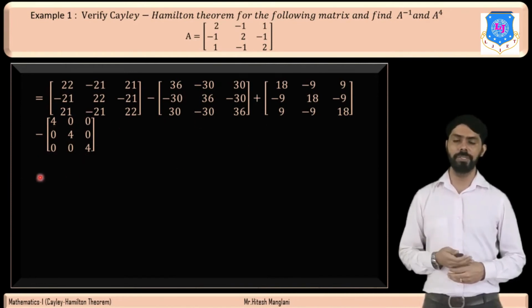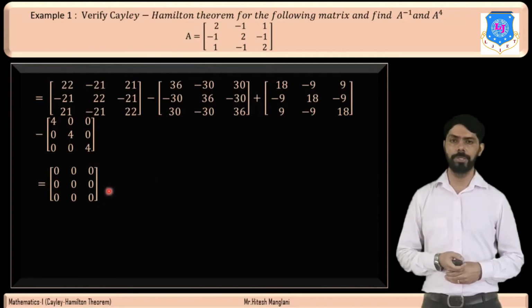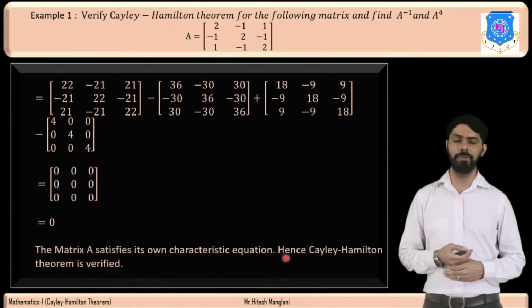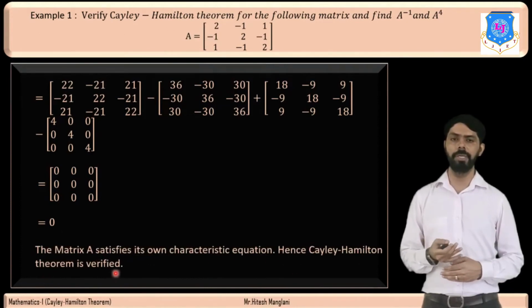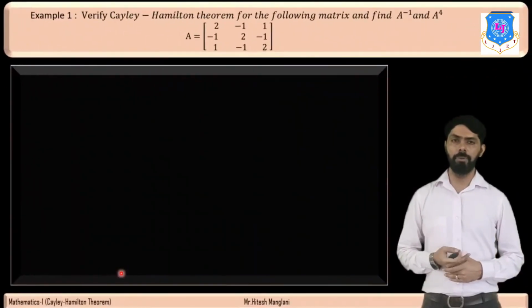Now if we simplify this, then the matrix will be [0 0 0; 0 0 0; 0 0 0]. So this is the zero matrix, so this is equal to 0. Hence Cayley-Hamilton theorem has been verified. Therefore the matrix A satisfies its own characteristic equation. Hence Cayley-Hamilton theorem is verified. Now here we will have to find out A inverse and A raised to 4.